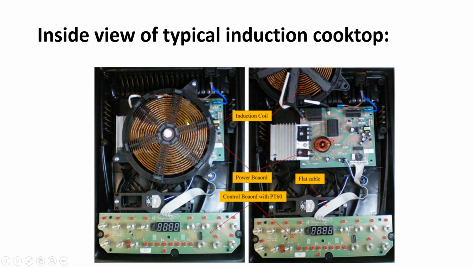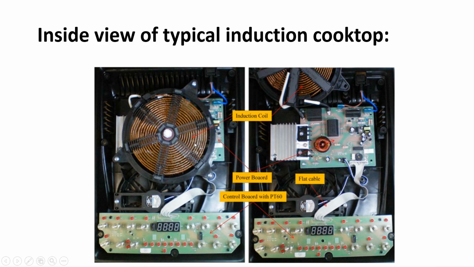How this high frequency voltage is generated: here you can see this is the power board that generates the high frequency voltage by using these IGBT switching devices. IGBT full form is insulated gate bipolar transistor, which is a semiconductor device, and these IGBTs are connected to the heatsink. This heatsink dissipates the heat that is generated by these IGBTs, and this is the control panel through which the user will interact with the cooktop.